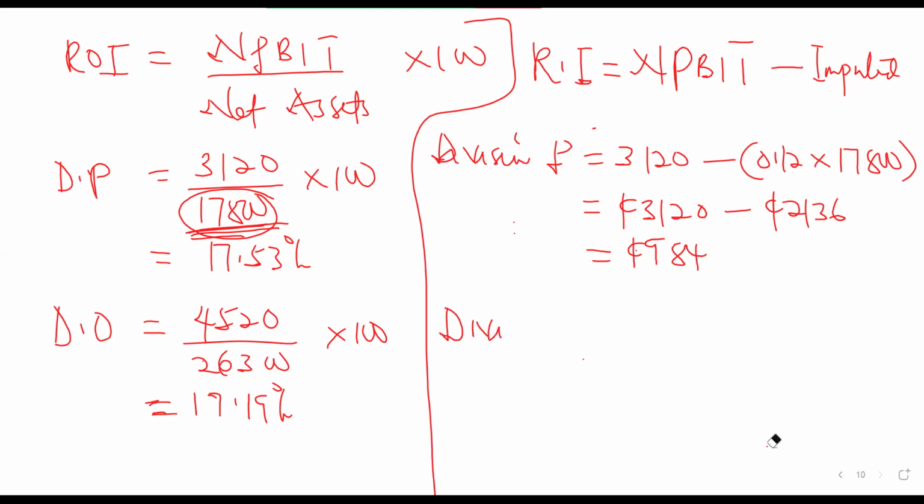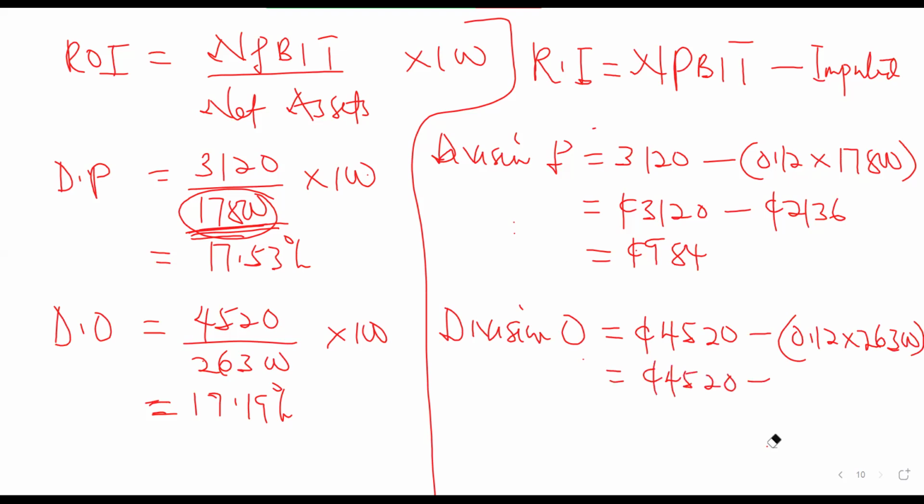So let's have division O. Division O, we have their profit of 4520 minus the interest, or the return that we're supposed to pay on the capital that we are using. So 3,000 times 0.12, that would be 4520 minus what? 3156. Okay. So what are we having? 1364.